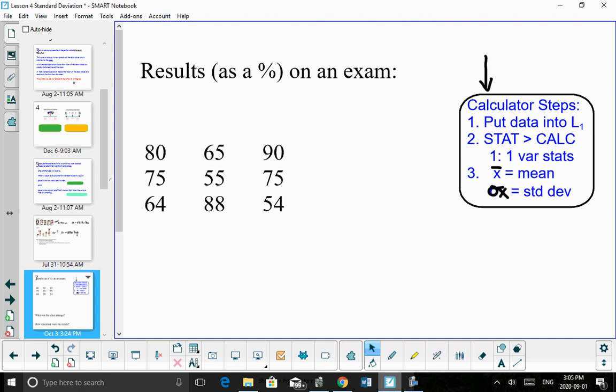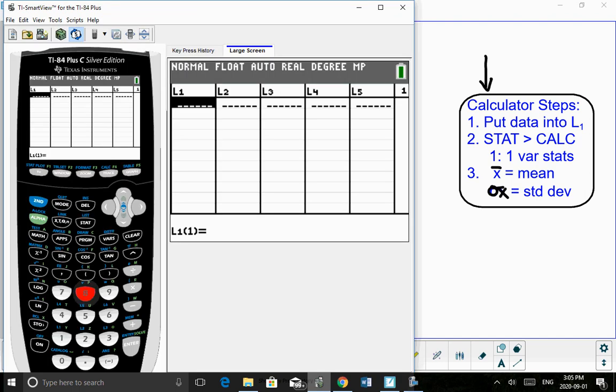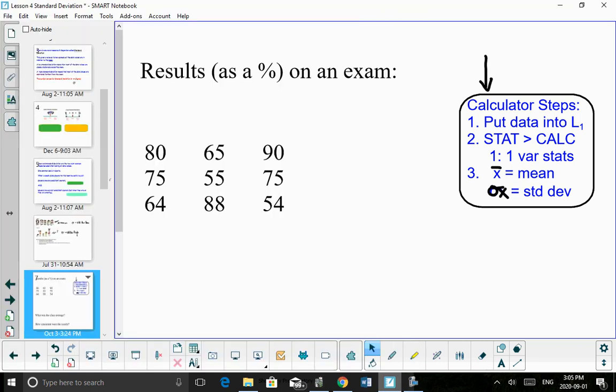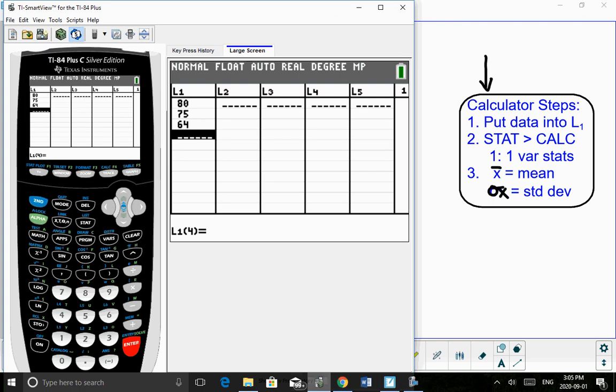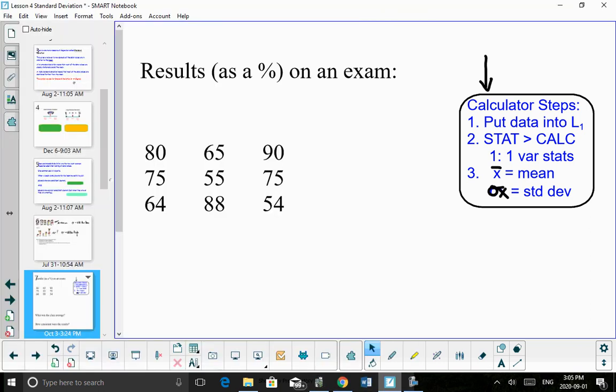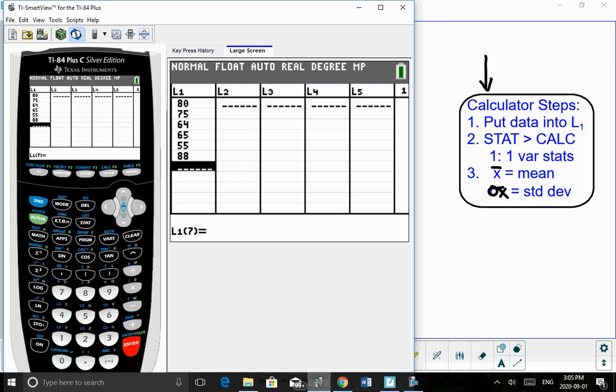So 80, 75, 64. So you go 80, enter, 75, 64, and then you have 65, 55, 88. So 65, 55, 88. And then we have 90, 75, 54. So 90, 75, 54. Okay, so there are all of our test scores. So that's putting the data into L1.